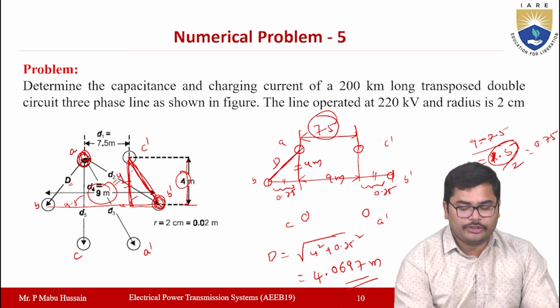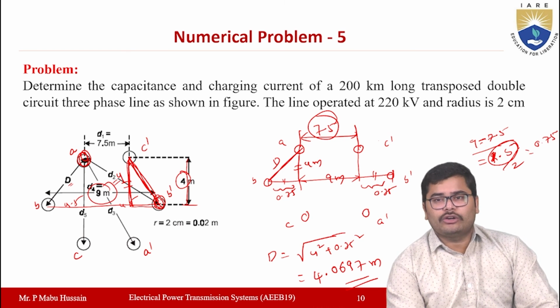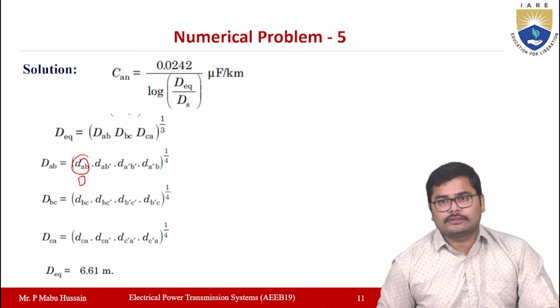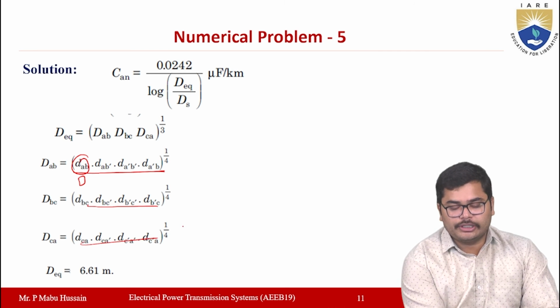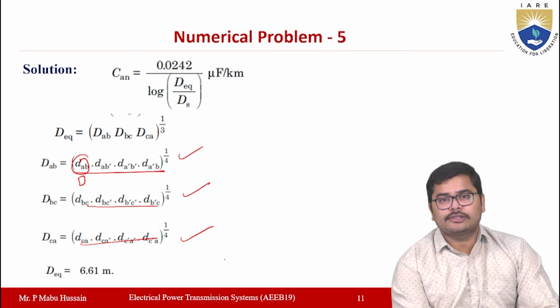So what is the value of D2 you have to find out. You have to take any rectangle and then calculate the D2 value. Like that you have to determine all the distances. After determining all the distances, you simply substitute here, so that you will get the DAB, DBC and DCA values.